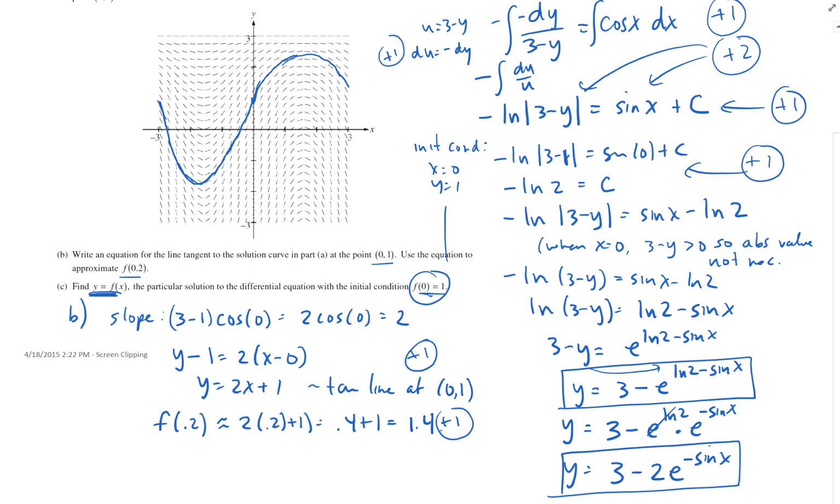So of the 6, there's 2, 3, 4, 5 of your points, and then you get plus 1 for down here, for this part. Okay, so you can get the lion's share of the points for just doing the right integral, separating, doing the right integrals. Okay, there you go. That is the test.